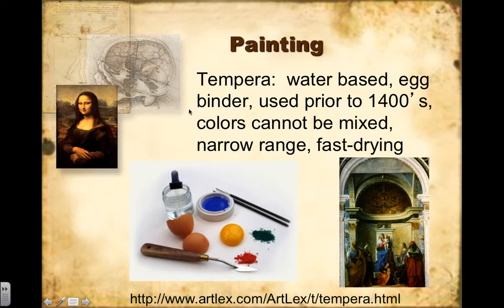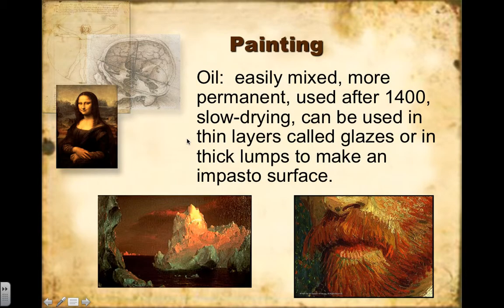Then we've got oil. Oil is easily mixed. It has a lot more pigment. It was used after the 1400s and it is slow drying. It can be used in thin layers called glazes or thick lumps to make an impasto surface. And so you can see the two examples here.